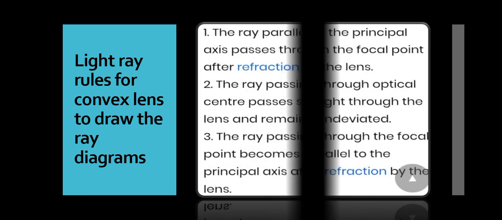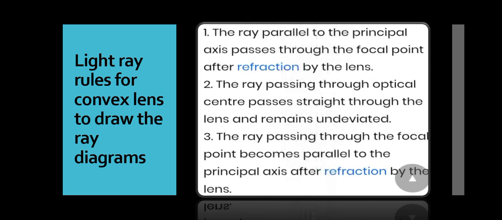Let's start with the light ray rules for convex lens to draw the ray diagrams. There are some rules for drawing the ray diagrams. Let's study what they are. Number 1: the ray parallel to principal axis passes through the focal point after refraction by the lens.